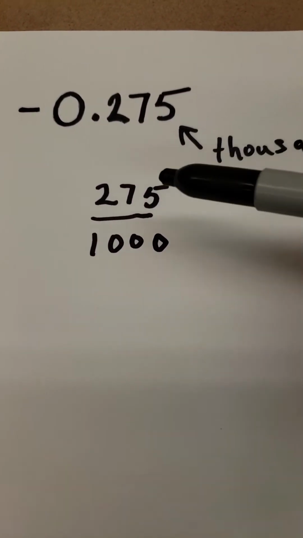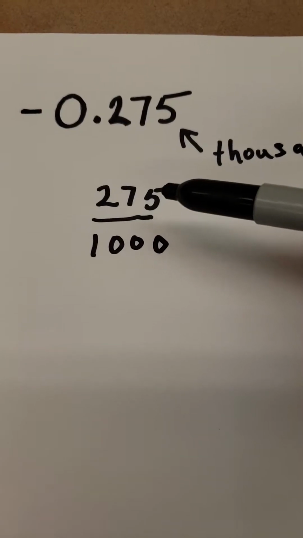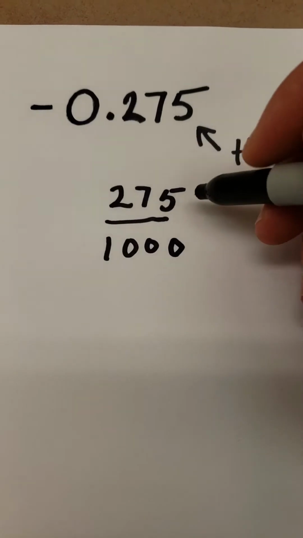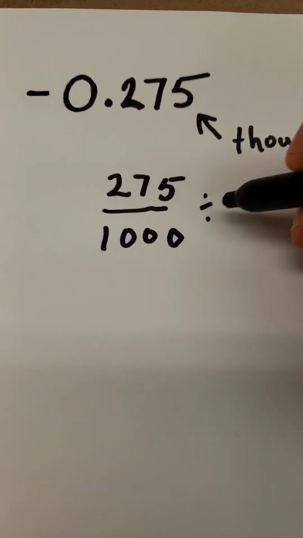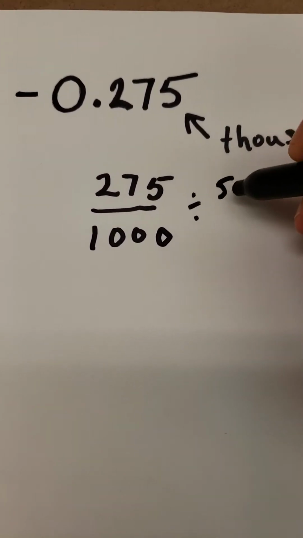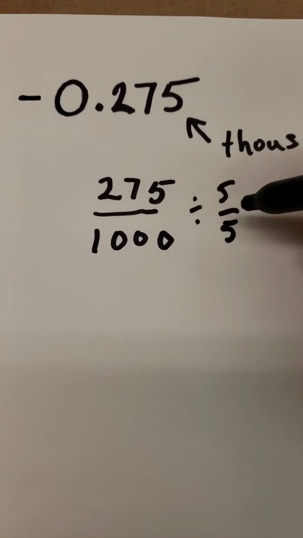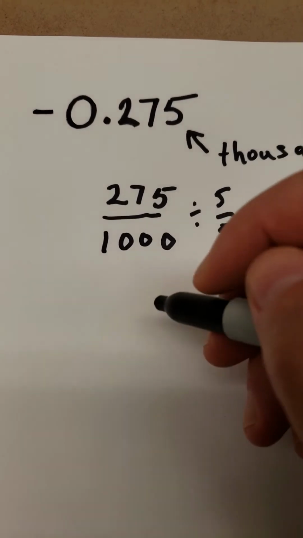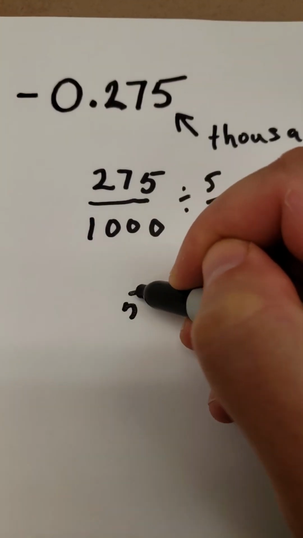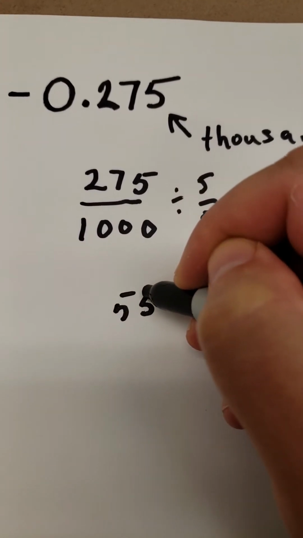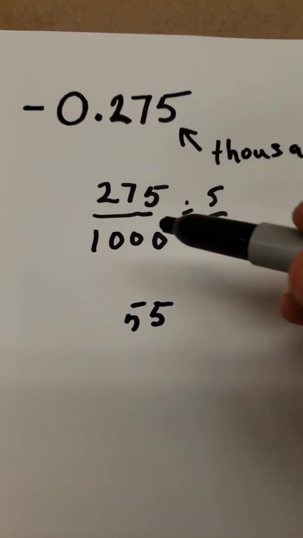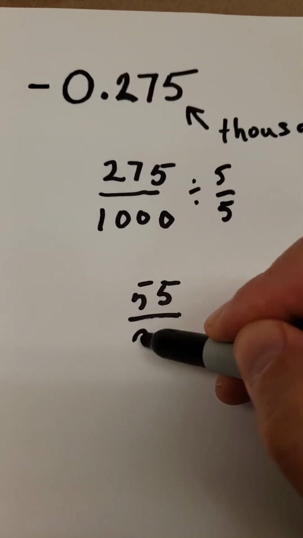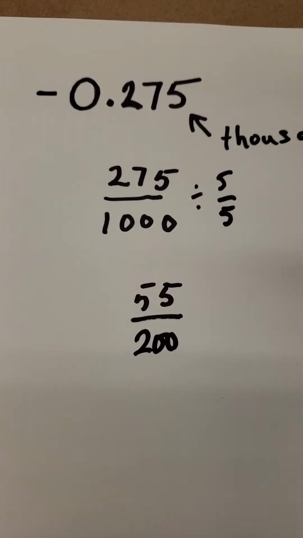And what I notice is that the numerator ends with a 5 and the denominator ends with a 0. So that means I can reduce this fraction by a factor of 5. And when I do that, 275 divided by 5 is going to equal 55. And when I do 1,000 divided by 5, that's going to equal 200.